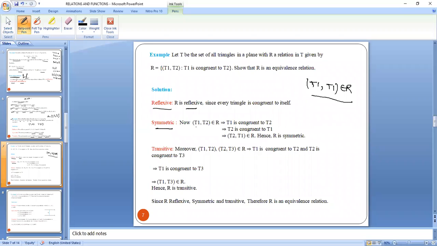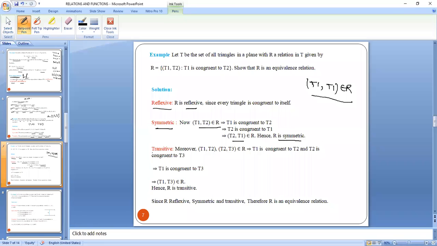Symmetric means if T1, T2 belongs to R, means T1 is congruent to T2. If T1 is congruent to T2, we can say that T2 is congruent to T1, right? Both mean the same thing. If T2 is congruent to T1, we can write that T2 comma T1 belongs to R. So thus T1 comma T2 belongs to R implies T2 comma T1 belongs to R. If T1 T2 belongs to R, their inverse T2 T1 also belongs to R. Therefore, we can say that R is symmetric, right?